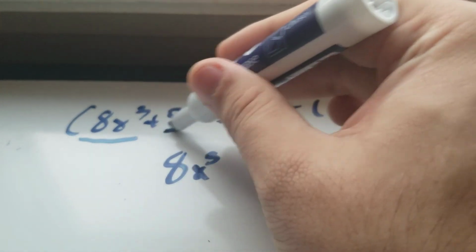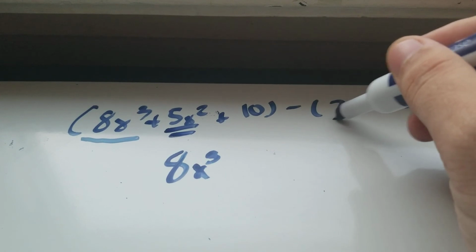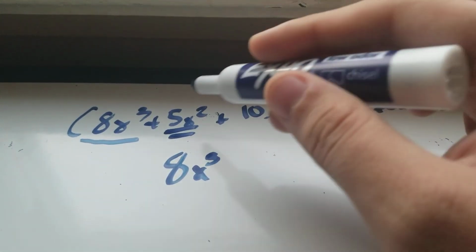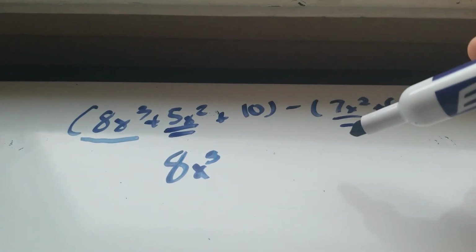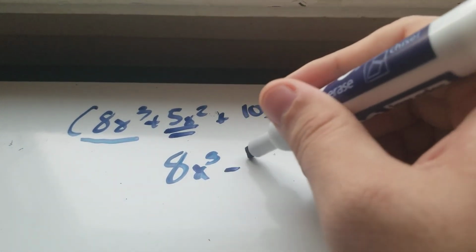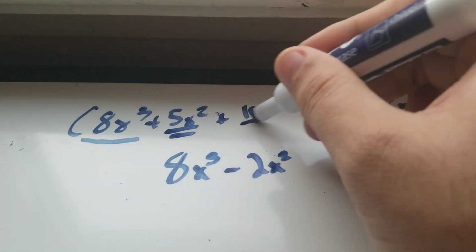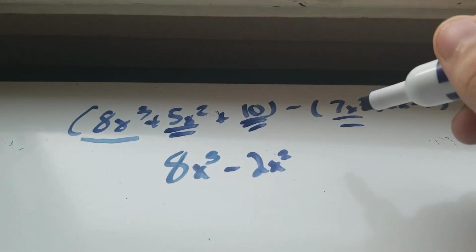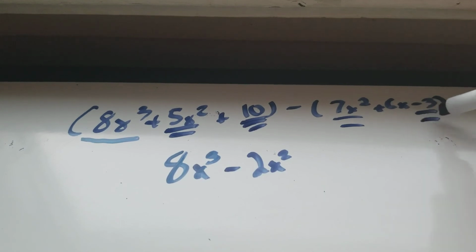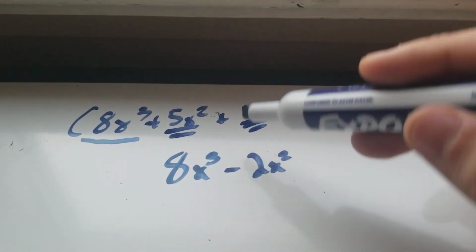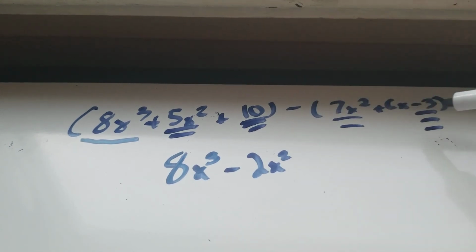Let's go to the next one. 5x squared. Well, there's a 7x squared here. So 5x squared minus 7x squared. 5 minus 7, that's going to be negative 2x squared. We have a 10 here with a constant, and we have a negative 3 here. So 10 minus negative 3.